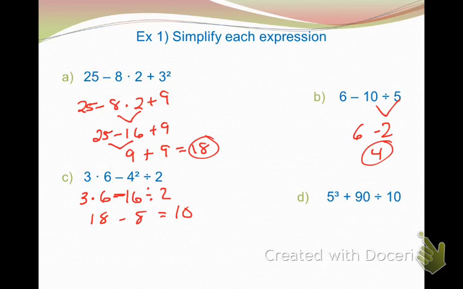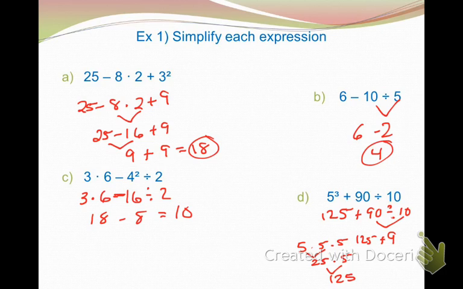D, 18 minus 8. No parentheses, exponents. 5 to the 3rd power. 5 times 5 times 5. This is 25. How much times 5? How much money would you have if you had 5 quarters? You would have $1.25. So it's 125 plus 90 divided by 10. Well, only division is here. 90 divided by 10 is 9, plus 125 is 134.